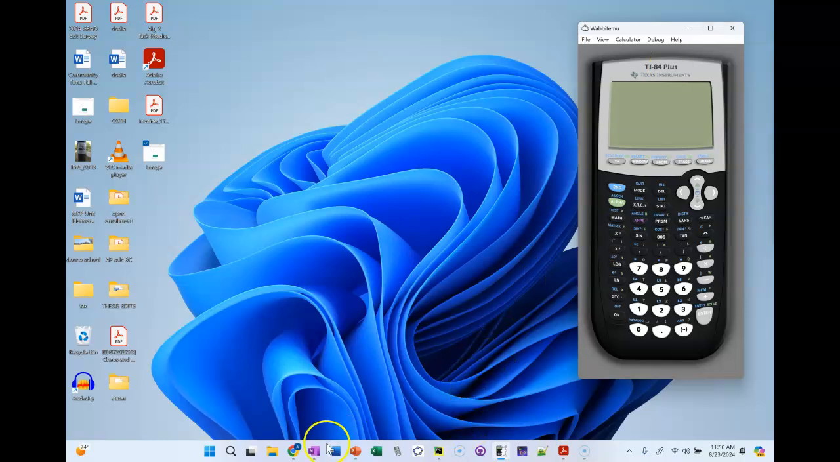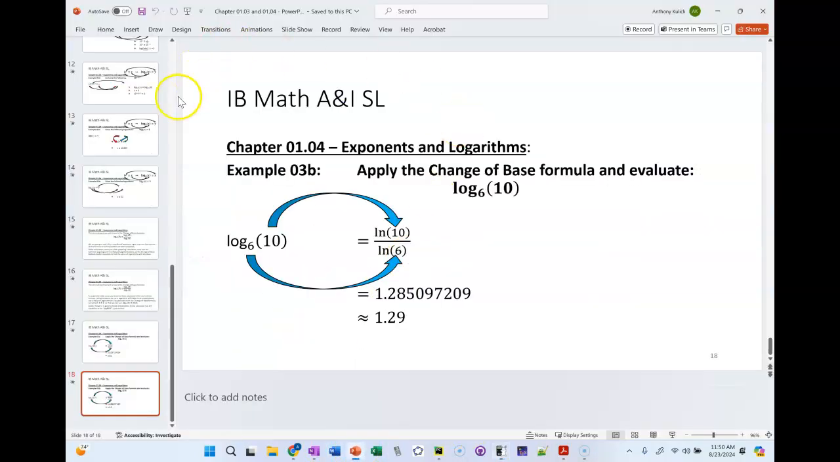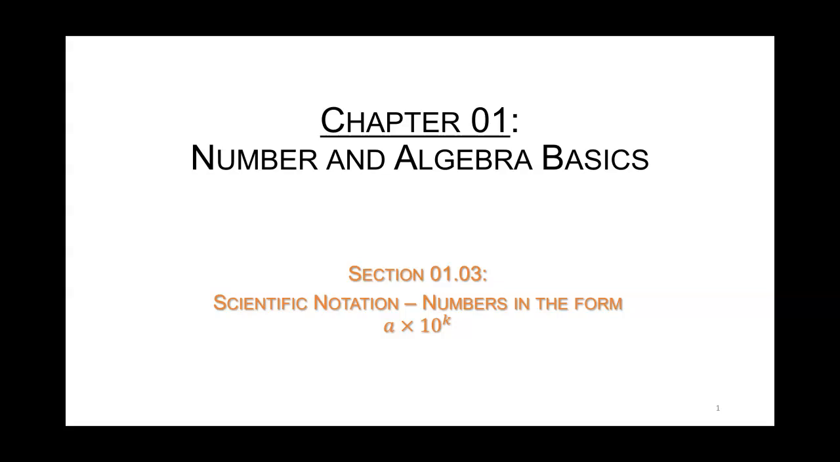All right, today we're going to rip through sections 3 and 4. And we'll talk about the upcoming quiz and or test. Section 3, it's about scientific notation. All right.